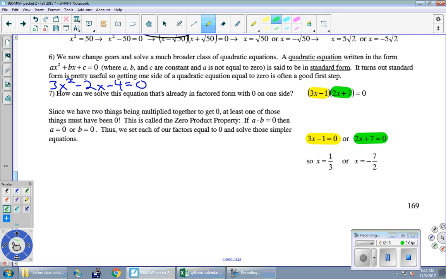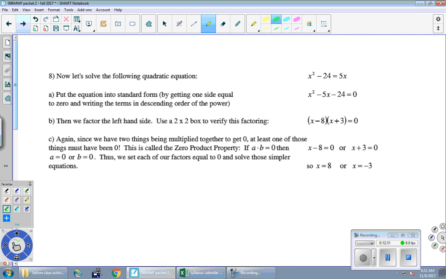There they are. Okay, so we're convinced now that if we can somehow get our equation into this form up here, where it's factored equal to 0, then it's easy. So on the next page, we start with this equation. X squared minus 24 equals 5x. It is not currently in that great form that we had before. Don't try to factor just yet.